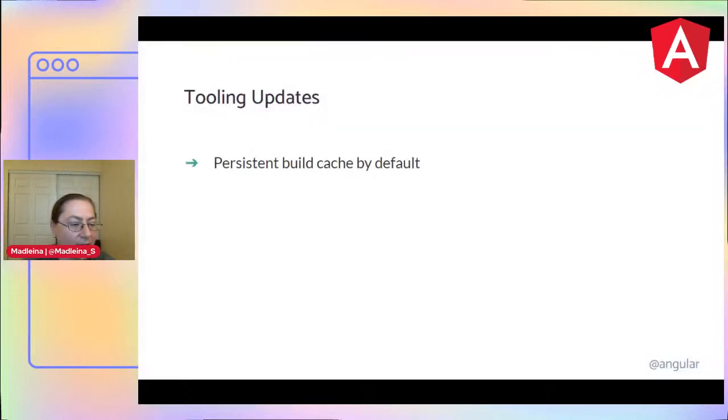On the tooling side, we have now enabled persistent build cache by default. This is a huge performance improvement if you're able to use it. If you're in one of those cases where you cannot use it yet, you can still turn it off, but for every new project, by default, you're going to get it, and with that, some amazing performance improvements.